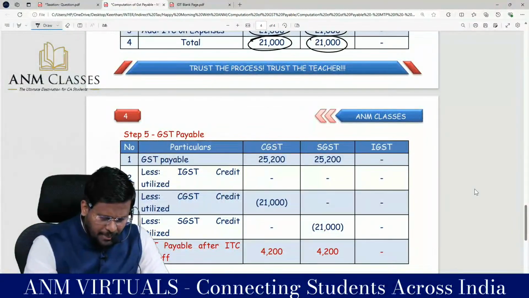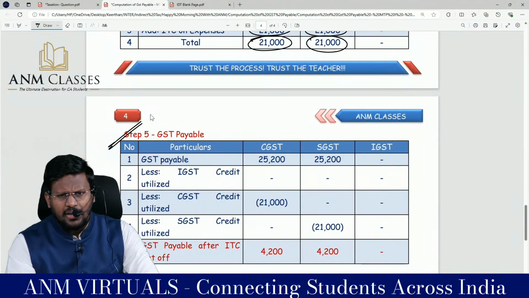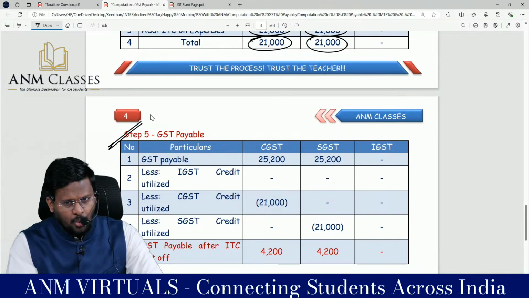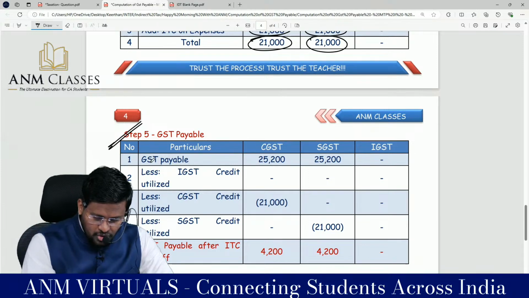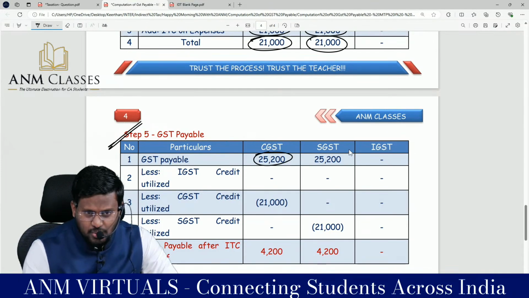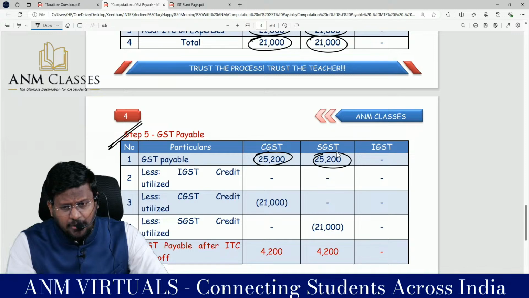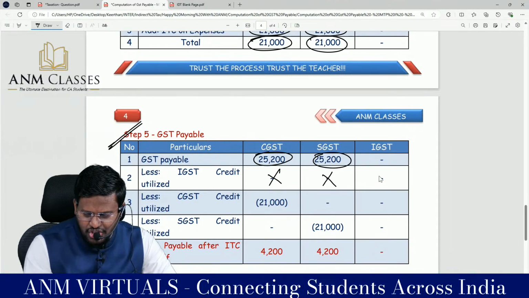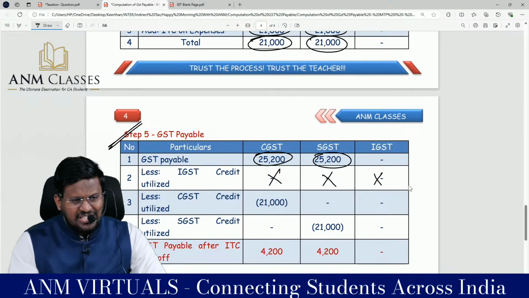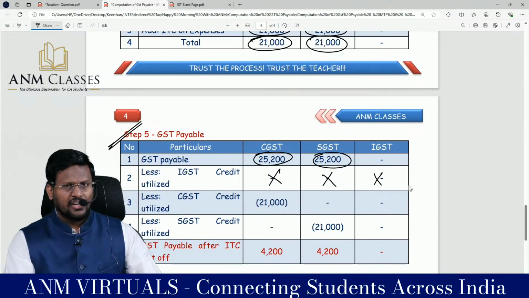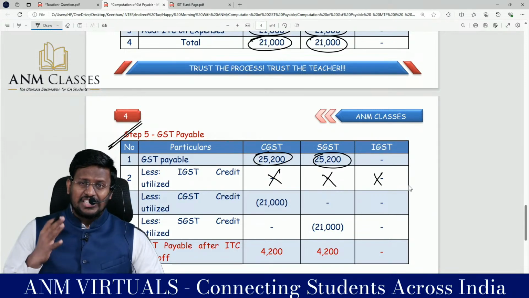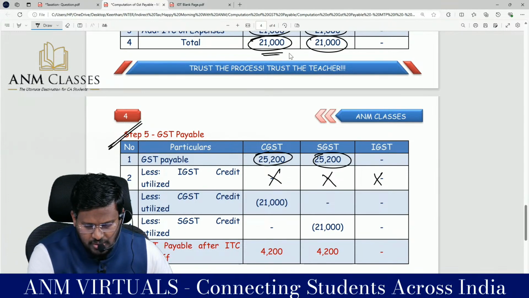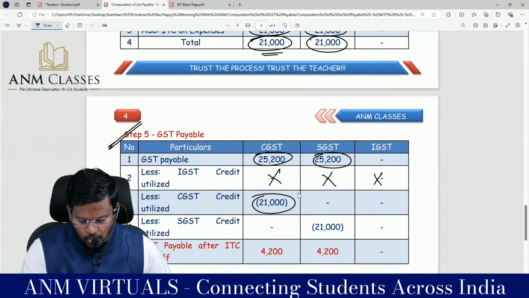I am moving to the last one, GST payable. Here in this question, not even RCM consequences are there, only FCM is there. So GST payable: output tax collected is 25,200 and 25,200. Less IGST credit utilized, there is no IGST credit at all. I am having CGST credit and SGST credit. I know that CGST credit has to be set off against the CGST payable. So take this 21,000, set off against the 25,200.